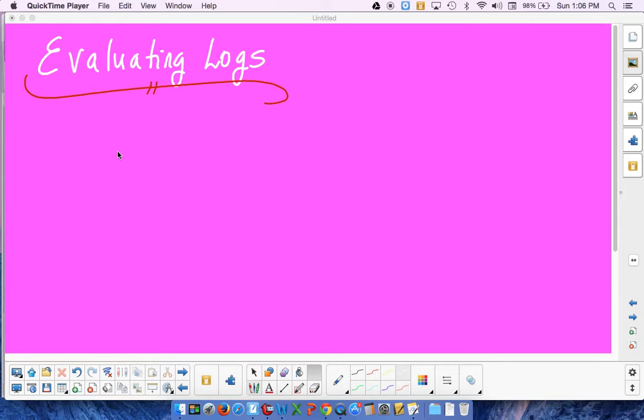We are ready to evaluate some logarithms. This is a skill we have to get very, very good at. Let me take you back to the very basics of logarithms first, when we're trying to figure out, okay, what does it mean to work with a logarithm?